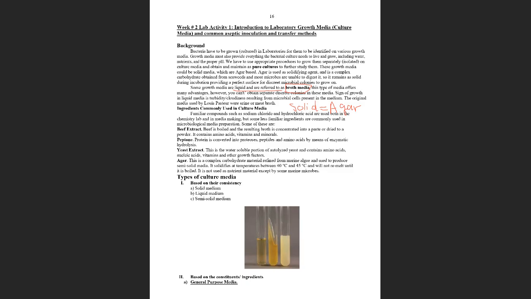Next is an introduction to some of the most commonly used ingredients in any of the culture media that we prepare. So familiar compounds such as sodium chloride and hydrochloric acid are used both in the chemistry lab and in making media. Microorganisms are just like us. They need all the nutrients that we need, including macronutrients as well as micronutrients. They also need sodium chloride in small quantities, just like we do. Hydrochloric acid is used to adjust the pH, okay?